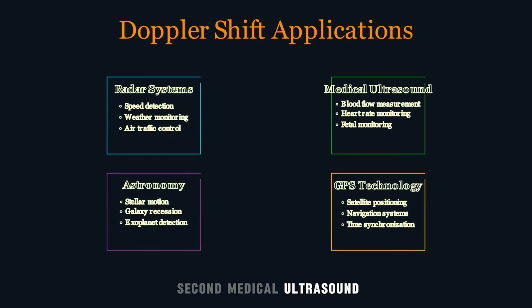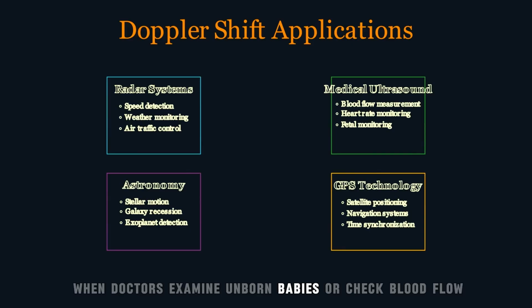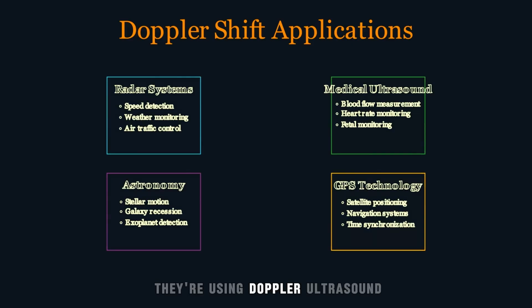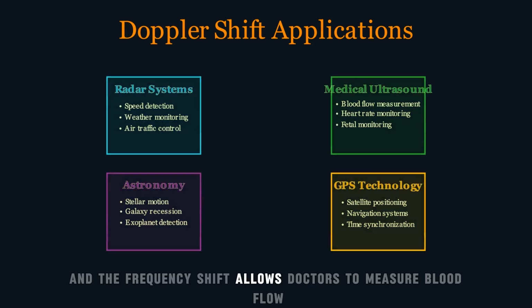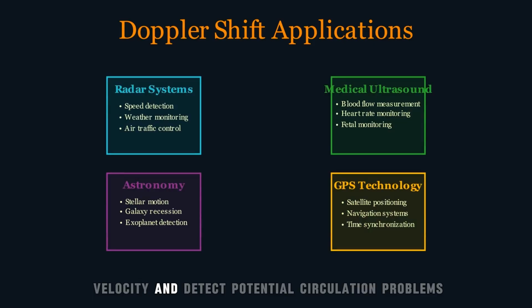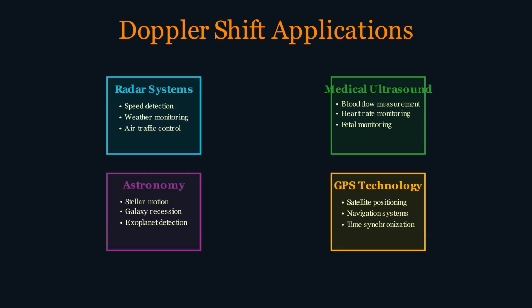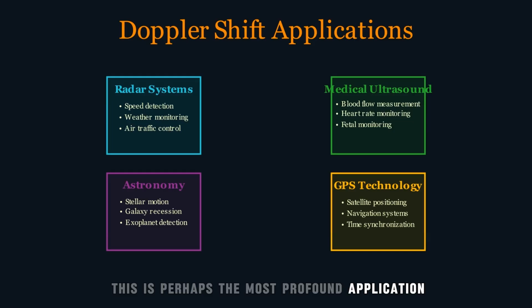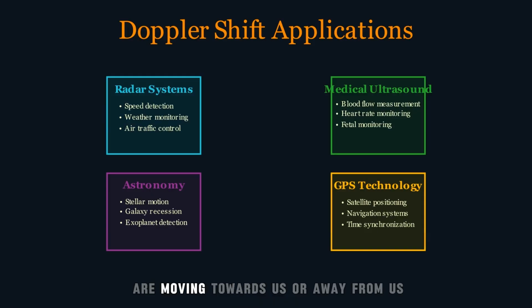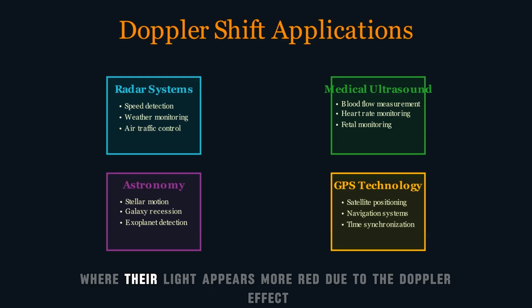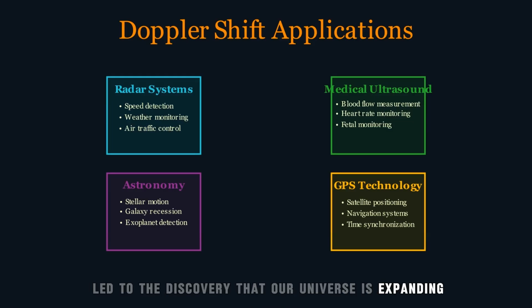Second, medical ultrasound. When doctors examine unborn babies or check blood flow, they're using Doppler ultrasound. The sound waves bounce off moving blood cells, and the frequency shift allows doctors to measure blood flow velocity and detect potential circulation problems. Third, astronomy. This is perhaps the most profound application. Astronomers use the Doppler effect to determine if stars and galaxies are moving towards us or away from us. The famous red shift of distant galaxies, where their light appears more red due to the Doppler effect, led to the discovery that our universe is expanding.